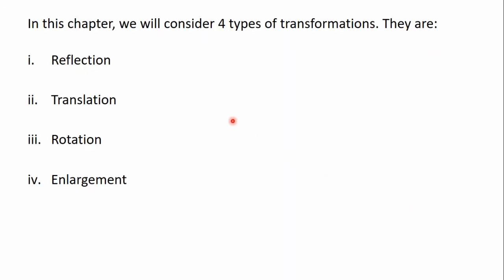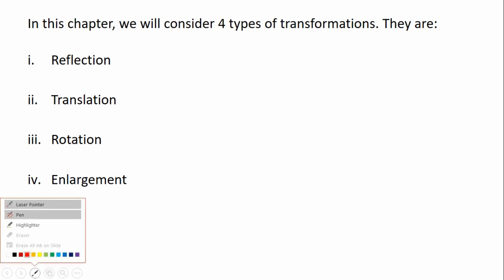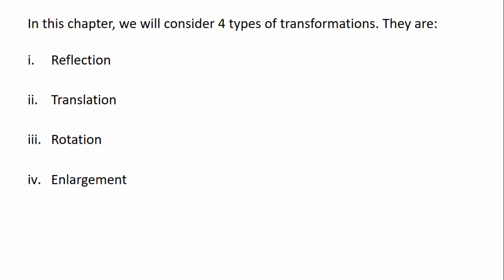In the video on Introduction to Transformation, we said that in this topic, we will consider 4 types of transformation. So far, we have considered reflection, translation, and rotation. In the next video, we will learn about enlargement.